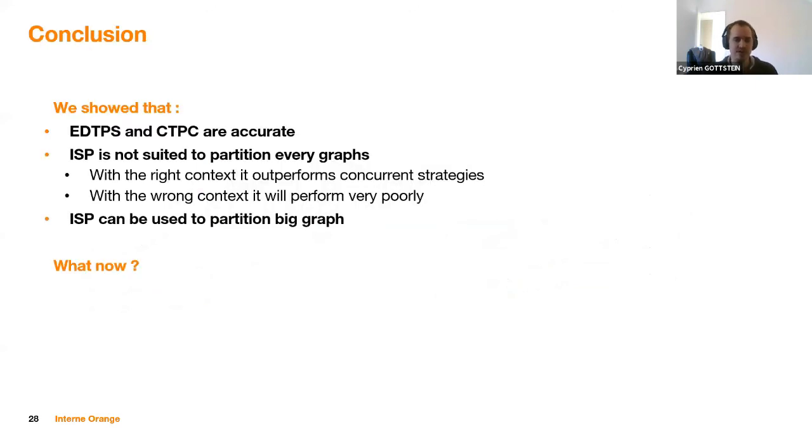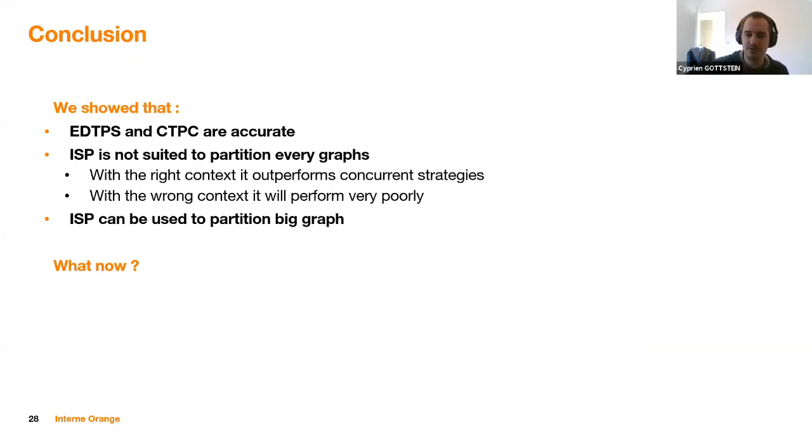So to conclude, we just showed that EDTPS and CDTPC are accurate. We showed that ISP is not suited to partition every kind of graph, which is perfectly fine. With the right context, so with a small EDTPS, it outperforms concurrent strategies, and within the wrong context, with high EDTPS and long edges, it will perform very poorly. This means that if you want, for example, to partition a scale-free graph such as Facebook, where all of the edges are very long, ISP is not suited and will give you poor results. And the last good thing, ISP can scale.